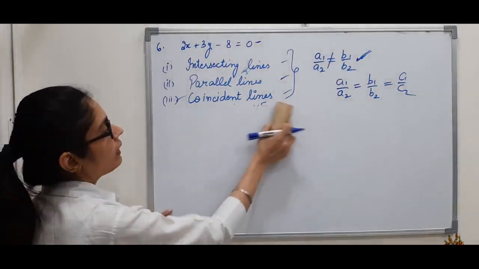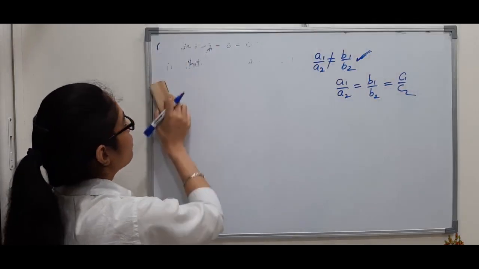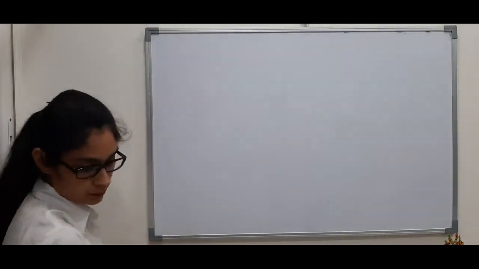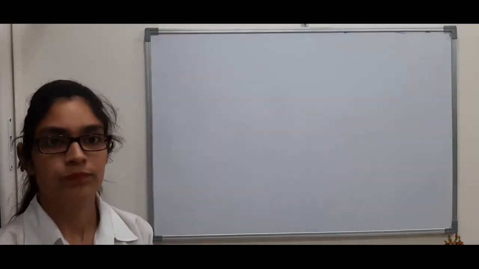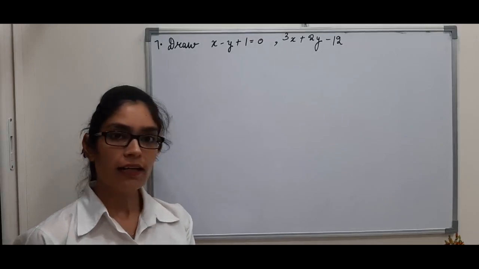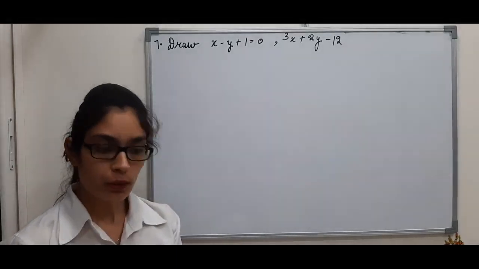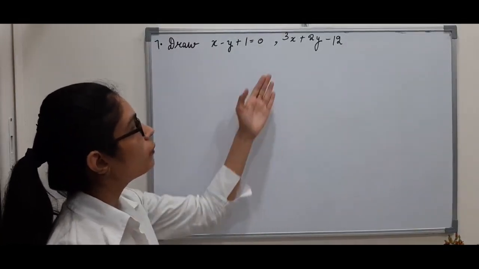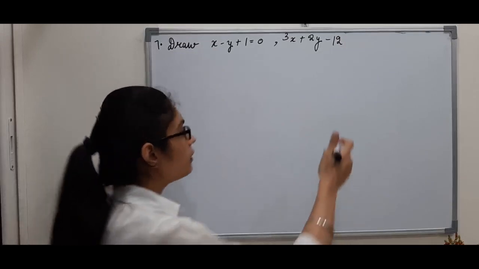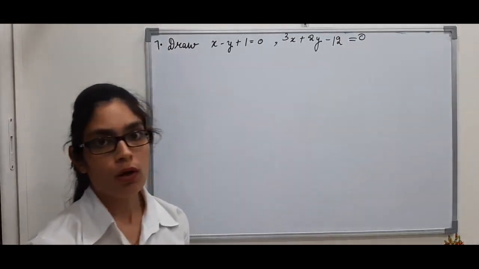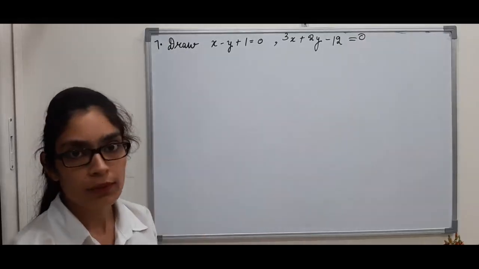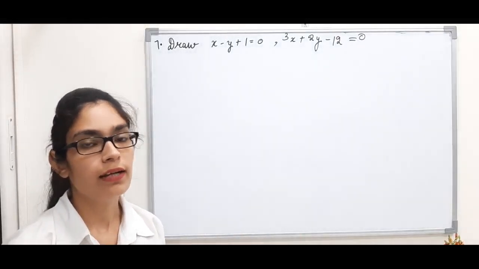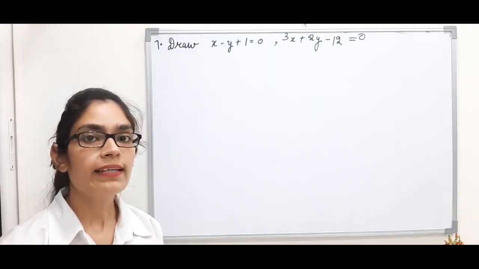So now we are left with only one last question of this exercise, and let's finish that question without wasting any time. In the last question, you have been given two equations: x minus y plus 1 equals 0 and 3x plus 2y minus 12 equals 0. You have to draw a graph using these two equations, and once you join the lines, you will obtain one triangle, and you have to obtain the coordinates of the vertices.